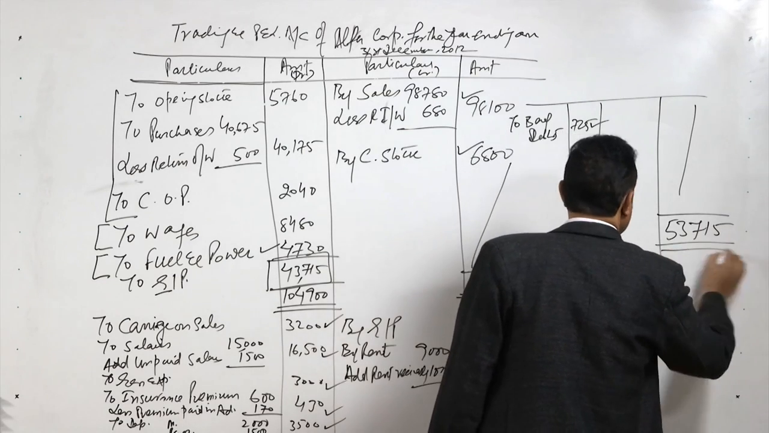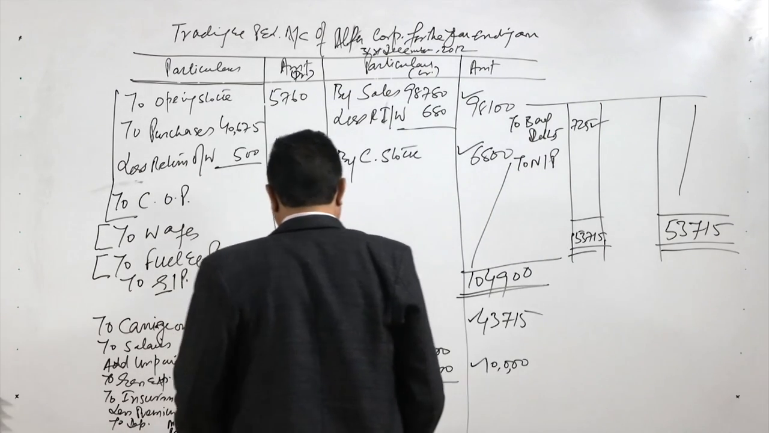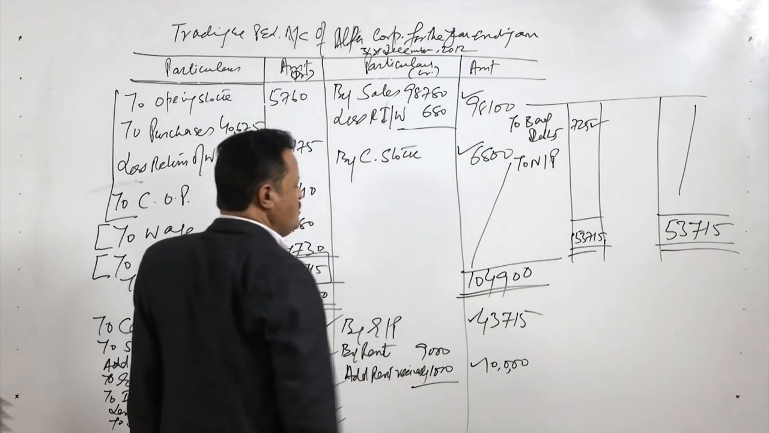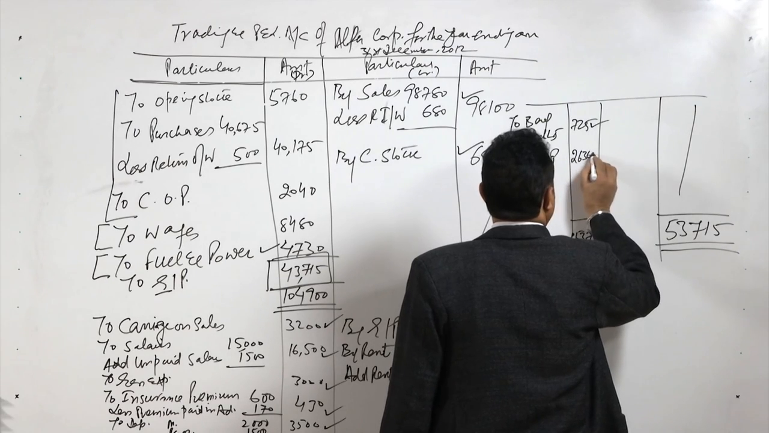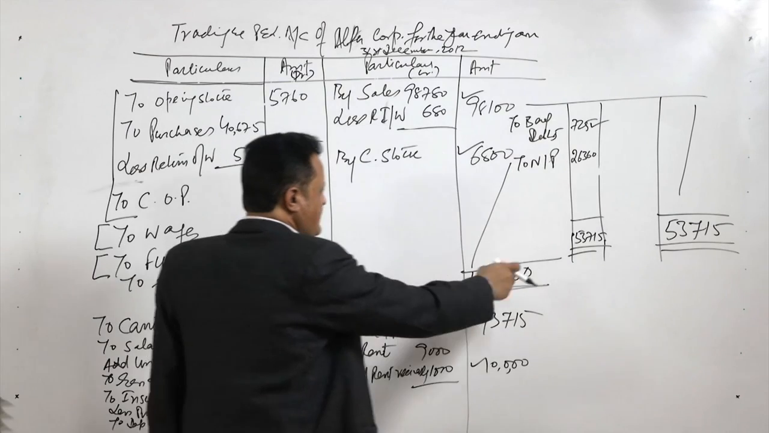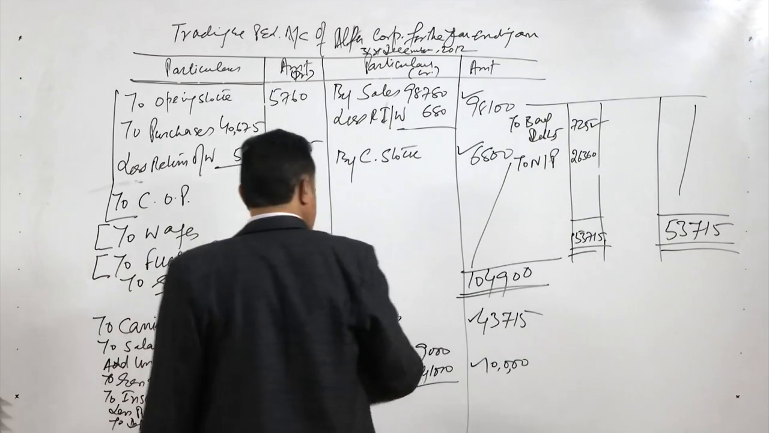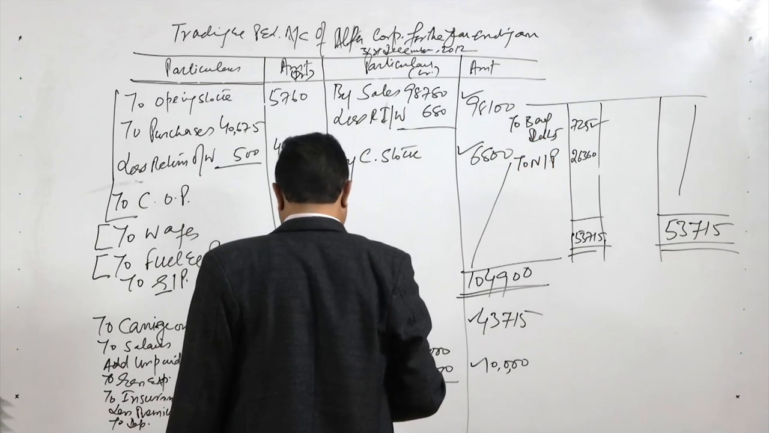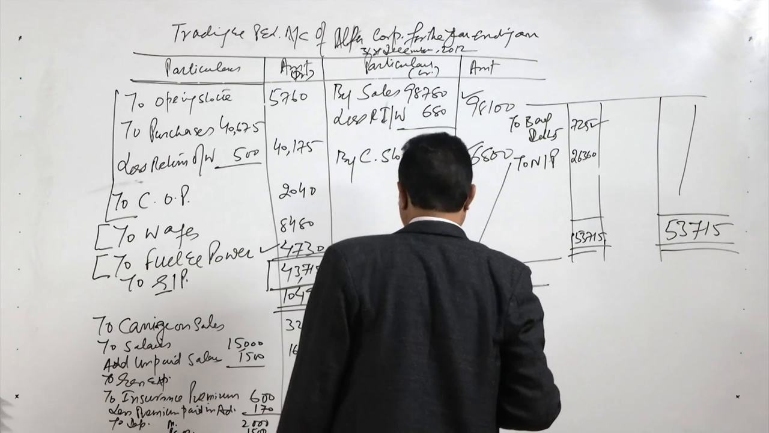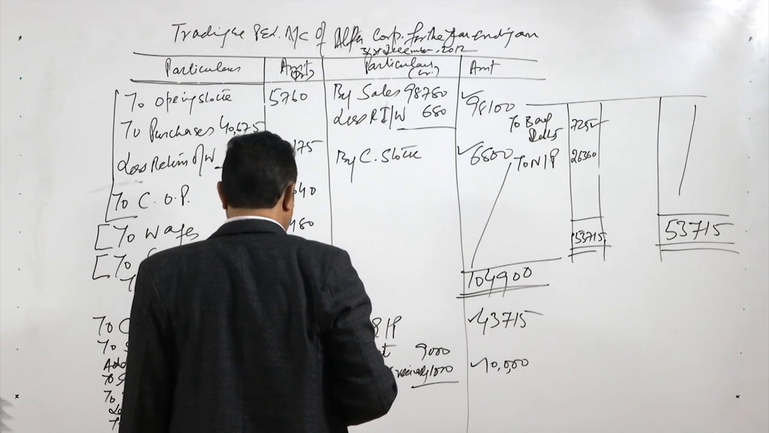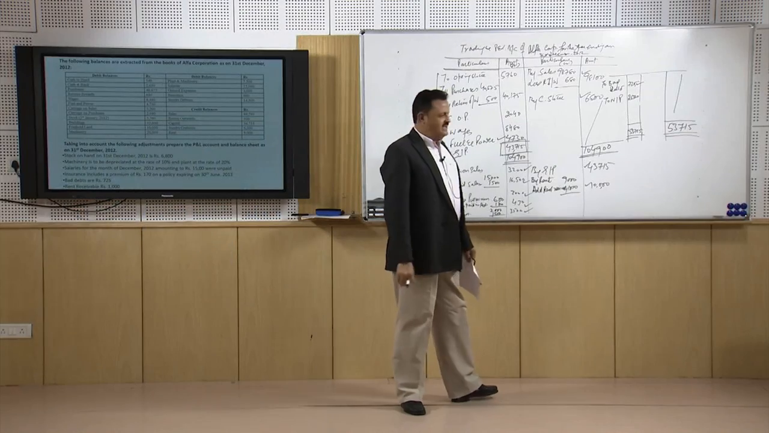The total is 53,715, so we are closing it with two lines. The difference is the net profit. If you total these items, you will get the net profit of 26,360. This is the difference. If you total it up now, this total will be equal to 53,715. Again, we can check it by adding the digits, and we can say that 53,715 is the total.